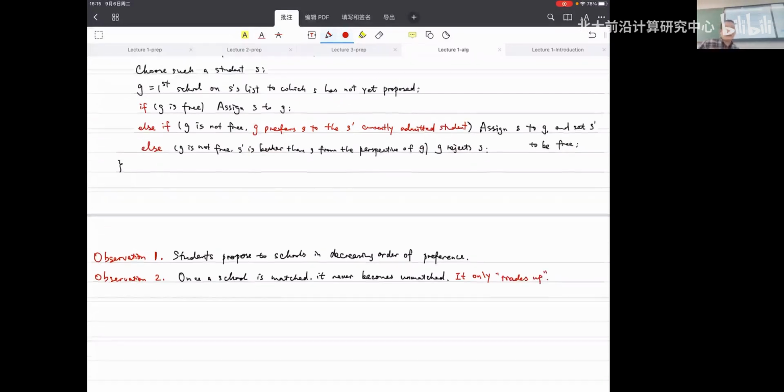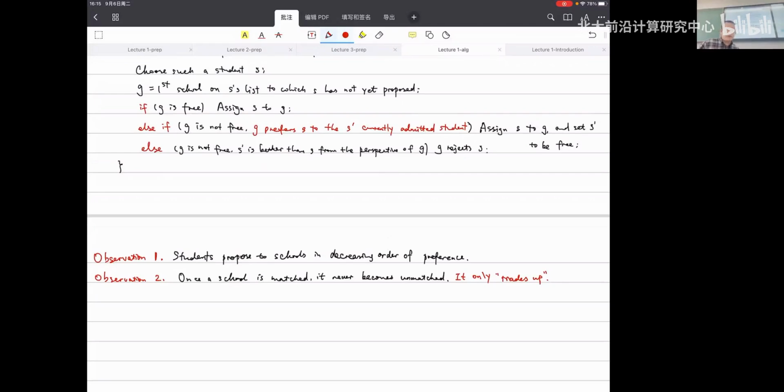So what do I mean by that? You see when G is actually making a switch. In this case, if originally G is free, then we just assign the student S to the graduate school G here. In this else if case, the school G actually prefers the student S compared to the originally assigned S prime. Then G just reassigns S to G. So S is better than S prime. That is the reason why you see the school G actually trades up here.